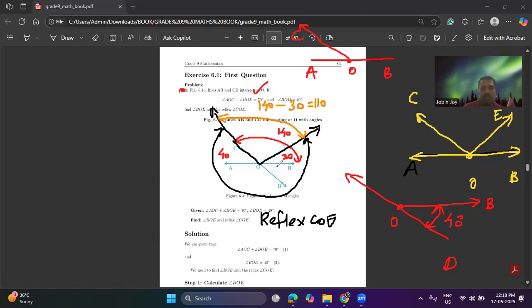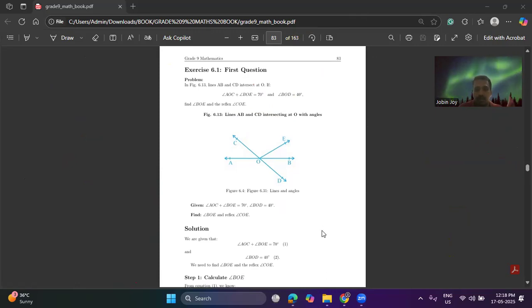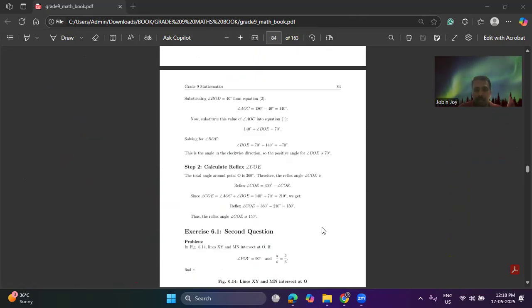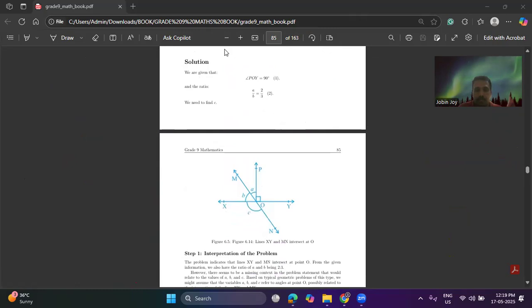Right? So the total angle is 360. Reflex angle COE equals 360 degree minus 110 degree, which is 250 degree. So the reflex angle COE is equal to 250 degree. Okay, next question.